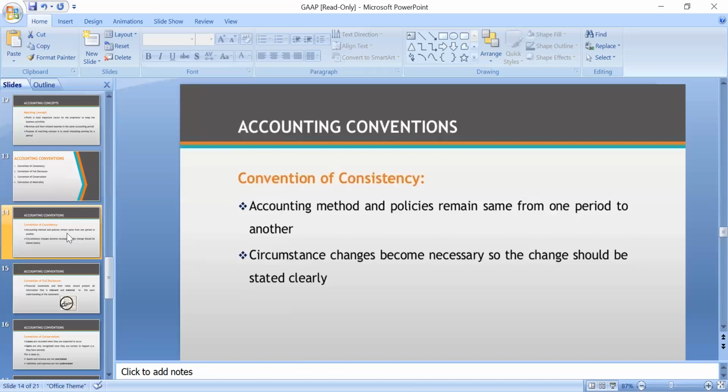It's not possible that for one year we are following perpetual inventory system, and the next year we will shift to periodic inventory system. Or you can say, for the depreciation of assets, you select straight line method to depreciate your assets, but in the next accounting year you shift to the declining balance method or written down value method. The convention of consistency doesn't allow this, so you must remain the same from one period to another in your accounting practices, in your accounting methods, and in your accounting policies.